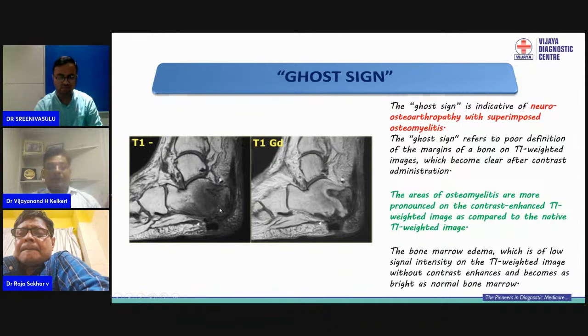Okay, so basically this is called the ghost sign, because what was seen as an aggressive area in the calcaneum was not visible here in the post-contrast study, suggesting that the poor definition margins of the T1 weighted images become clear after contrast administration. So the osteomyelitis part can always be better appreciated on T1 contrast study. That is the take-home point for this ghost sign.